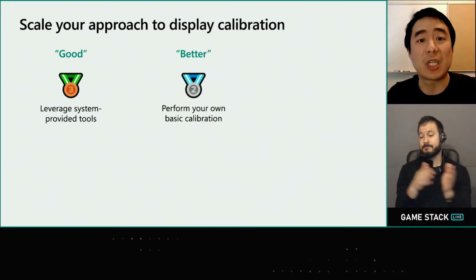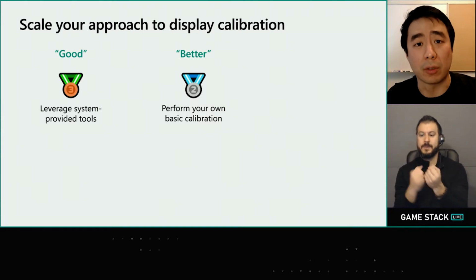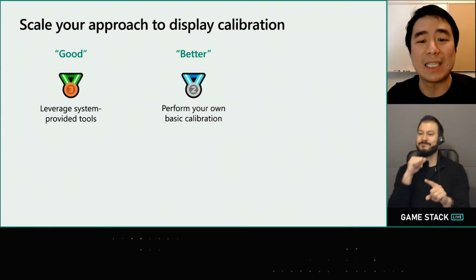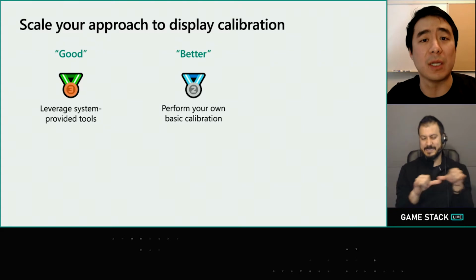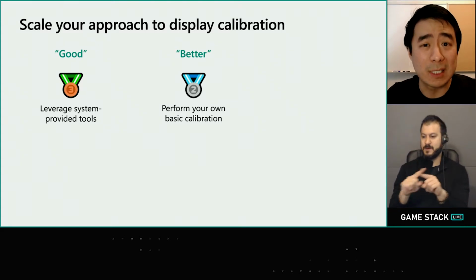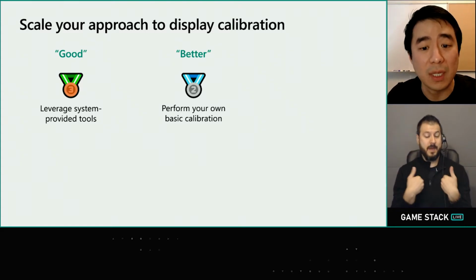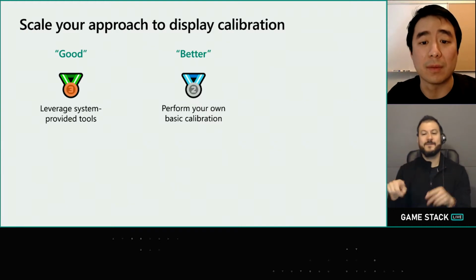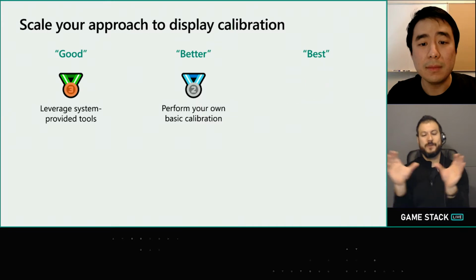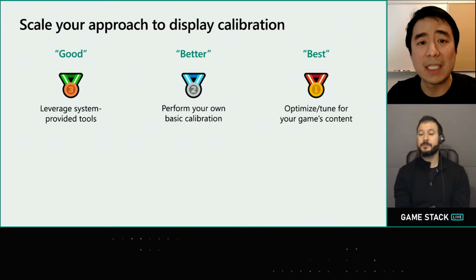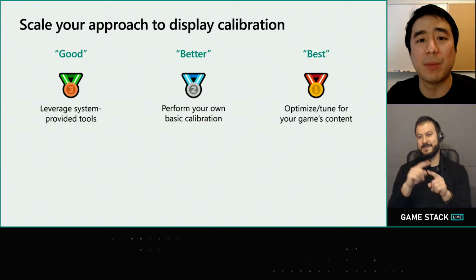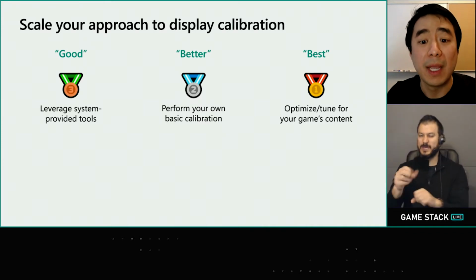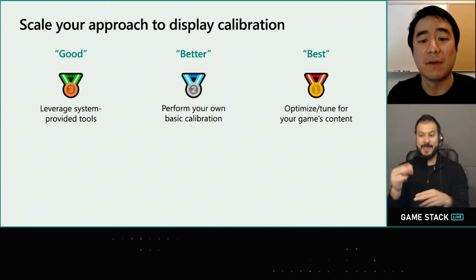Better is about supplementing that data for displays that aren't certified, so you guarantee a consistent experience across every kind of display your users may own. This is especially important for HDR televisions, which are very common and many of them don't follow any HDR certification. And finally, Best is about providing the additional knobs and settings so you can extract the maximum image quality out of the user's display and specifically optimize for your game's content.